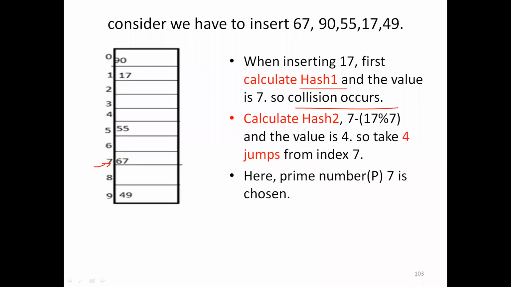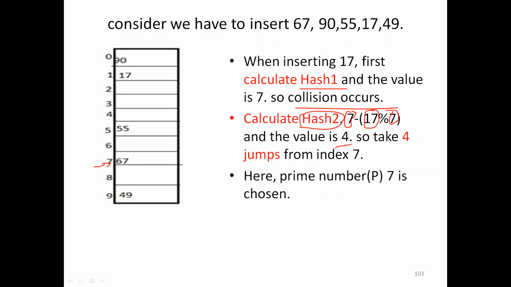So I move to the second hash function. What is the second hash function? We always try to choose p as a prime number. 7 minus 17 mod 7, where 17 is the key. Keep in mind, it is a key here. In previous quadratic probing, we used the previous hash key. Here it is only key modulus the prime number, and the value is 4.